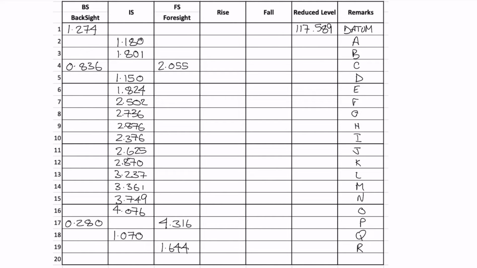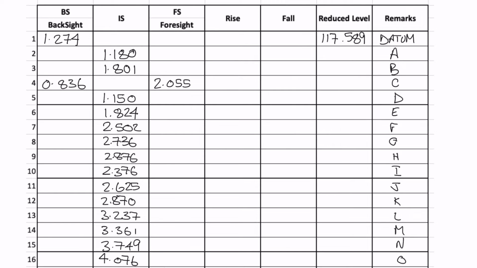The next stage will be to calculate the difference between subsequent values and to enter that value into either the rise or fall columns. For rise and fall calculations, we consider the first 2 readings, work out the absolute difference, which is 0.094. Consider if the second reading is larger or smaller than the preceding reading. In this case, it is smaller, therefore the absolute difference goes under the rise column.